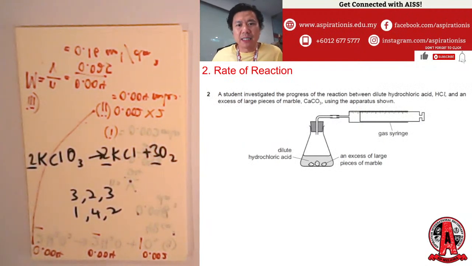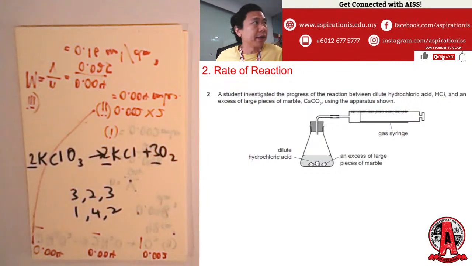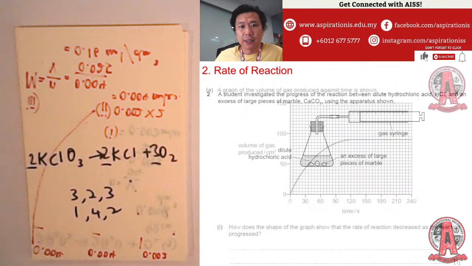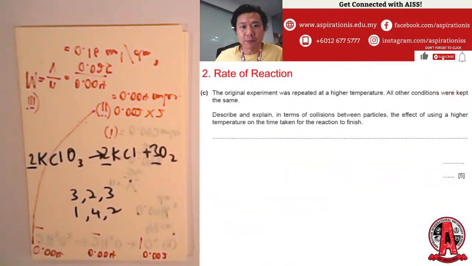I'm having a bit of mixed feelings. Guys, should we do one more rate of reaction or should we jump straight to organic chem? Can I have some opinions? Okay, so in that case, let's move on, but please make sure you do the rate of reaction question on your own, right?